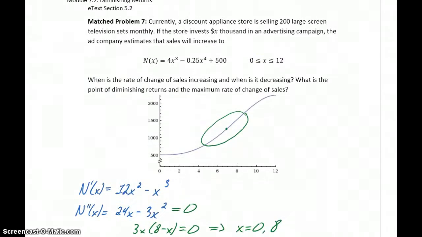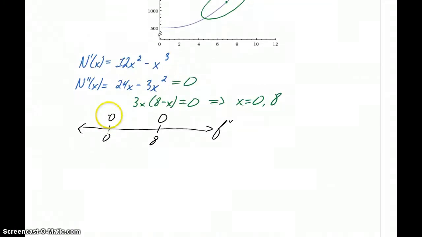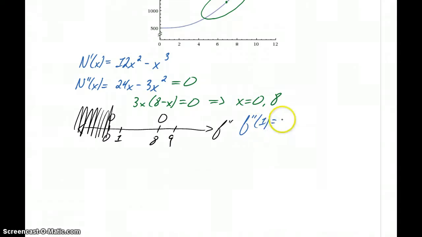Now, if we look back at the function that we're given, the domain for this function is restricted to values between 0 and 12. So the smallest amount of money we'll spend on this advertising campaign is 0. We can't spend negative money on it, so any values less than 0, we're not concerned with. We're just concerned with what's happening to the left and to the right of this single critical value. So we can choose our test points and evaluate the second derivative at 1, which in this case would give us 21.